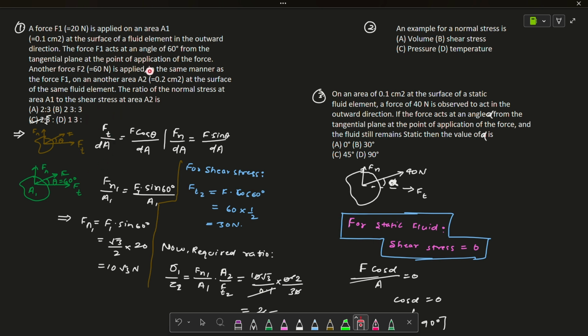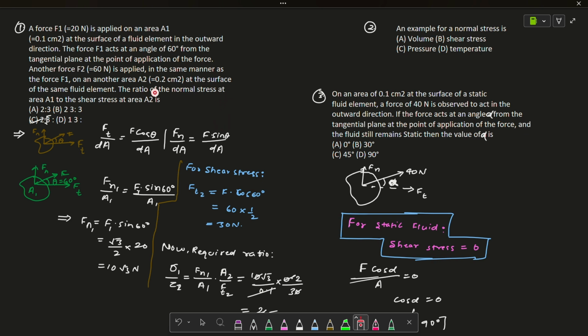Now another force F2 is applied in the same manner as F1. That means another body is there with area A2, and in the same manner another force F2 is acting at 60 degrees to the tangential plane, with a perpendicular normal force. Both conditions are the same. The value of A2 is 0.2 centimeter square, and the force now acting is 60 Newton, at the surface of the same fluid element.